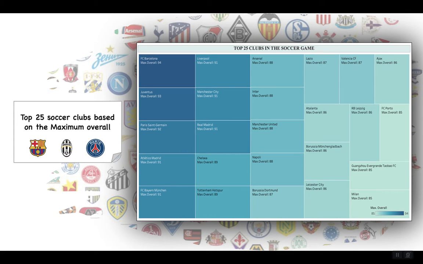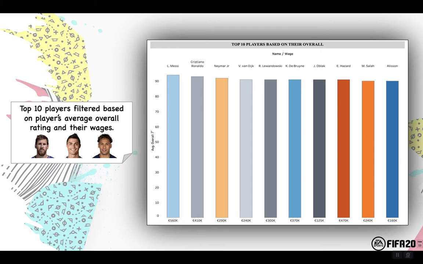This visualization is of the top 25 clubs in the soccer game based on their maximum overall rating, and we can see that FC Barcelona is at the top, followed by Juventus and Paris Saint-Germain. We can also see that all the famous clubs such as Liverpool, Arsenal, Manchester City, etc. are also in the top 25 list.